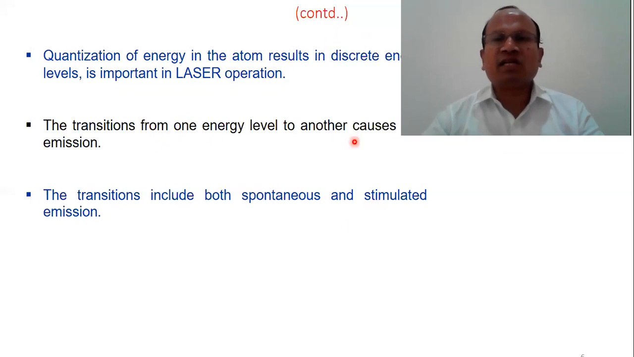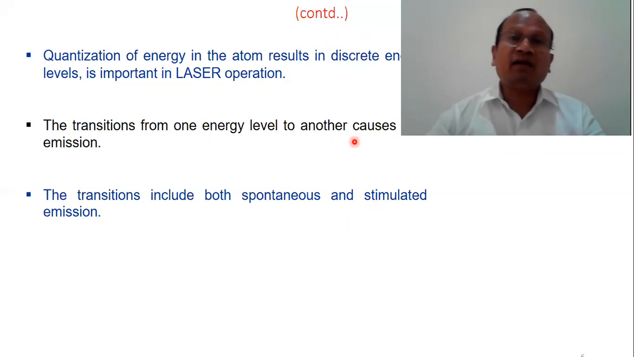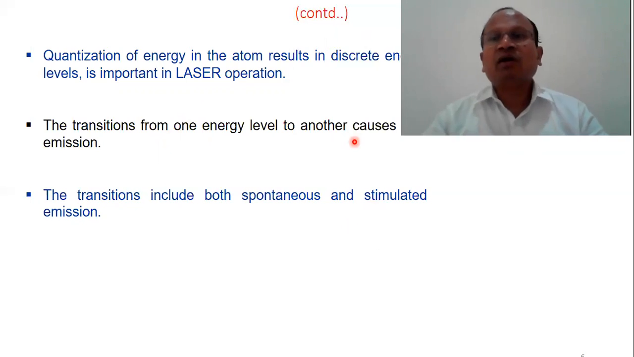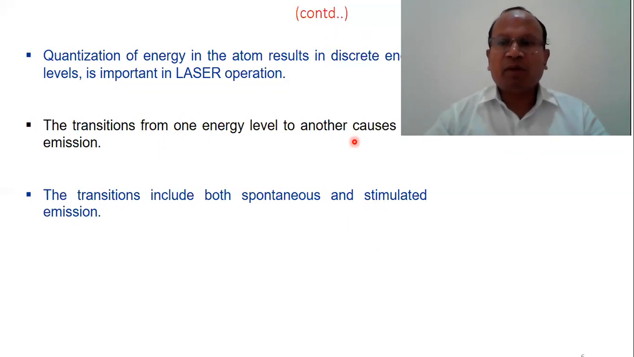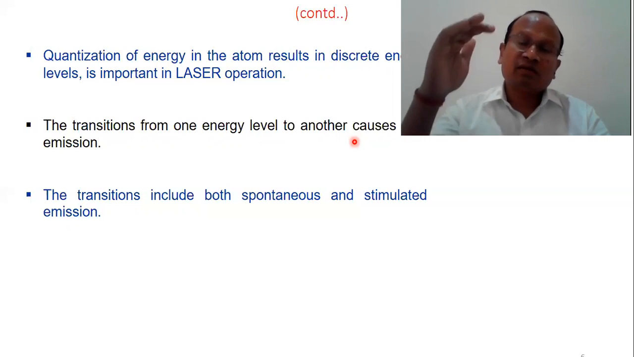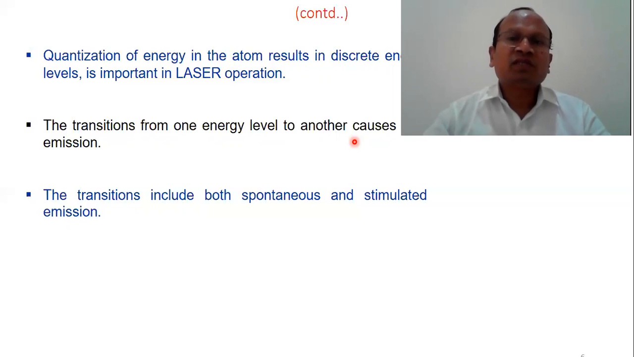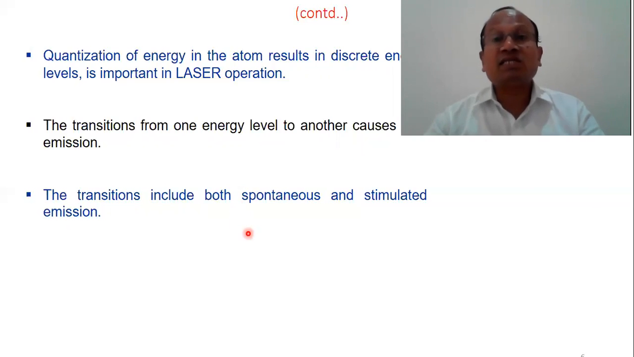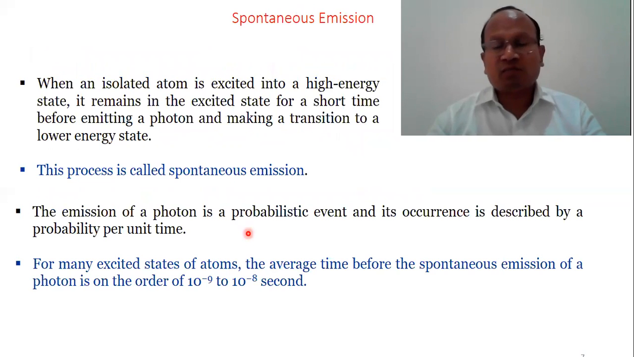The transition from one energy level to another always causes light emission, provided it moves from high energy level to low energy level. If it moves up from lower to higher, energy will be required, and when it falls down from higher to lower, energy will be released, and the energy released is in the form of light, a bundle of photons. The transitions may be of spontaneous and stimulated type.